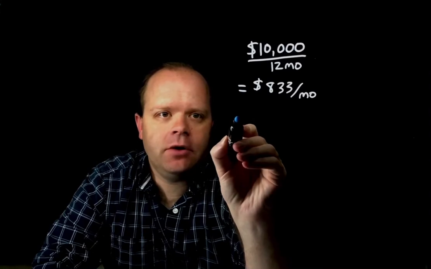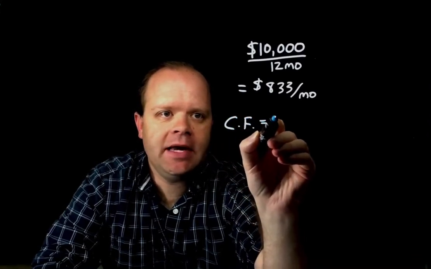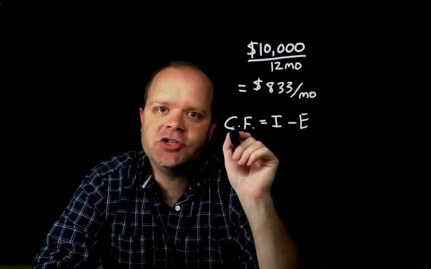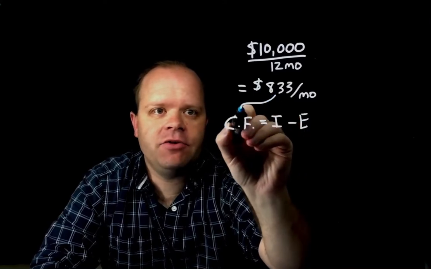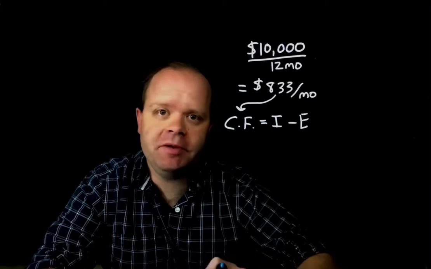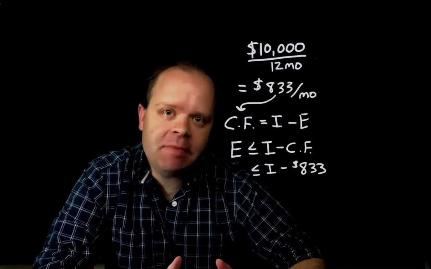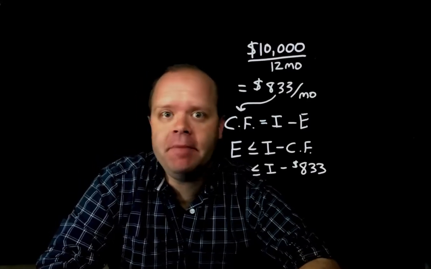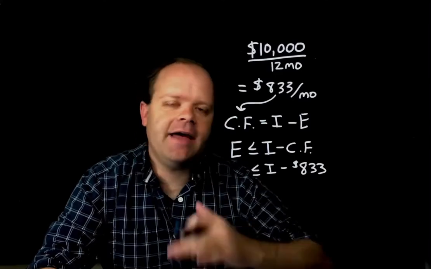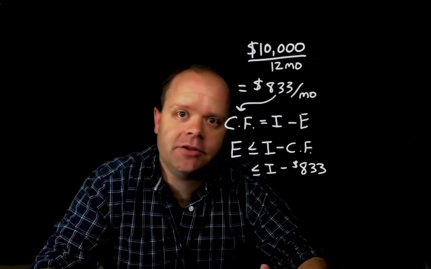Now, cash flow, which is the difference between my income and my expenses, is going to be this $833. And if I rearrange this equation and solve for E, which would be my living expenses, my living expenses can't exceed whatever my monthly take-home pay is minus that $833 that I'm going to be saving for my $10,000 goal. And let's just say for this example that my take-home pay after taxes is about $3,500.